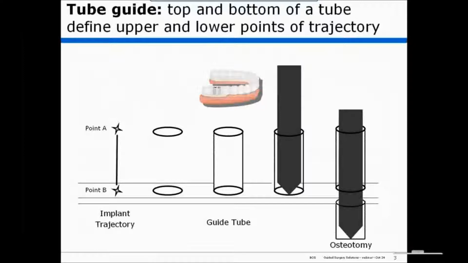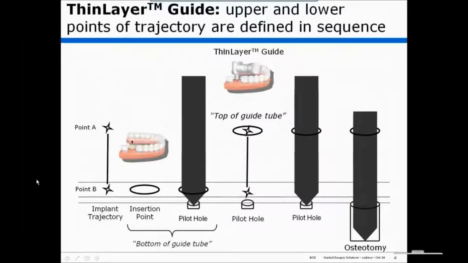Tube guides, or any guide that guides a drill trajectory, works in the following way. A drill trajectory basically is point A, point B connected by a straight line. In a guide tube, the top surface of the guide tube defines point A, and the bottom defines point B. And both of these are in the same device. So when you place a drill within the guide tube, it's guided along the chosen trajectory, and thus an osteotomy is created.